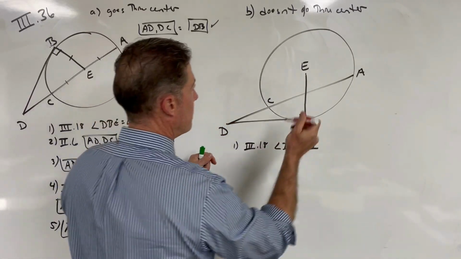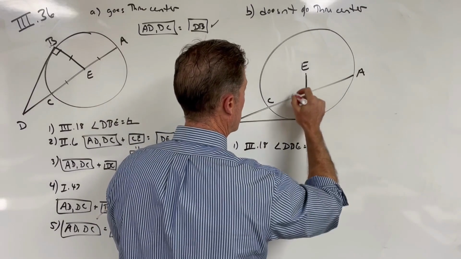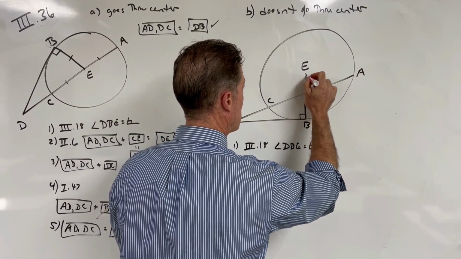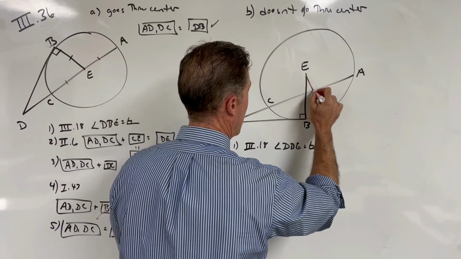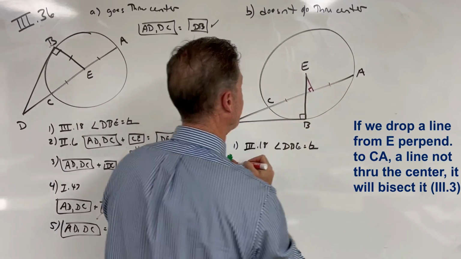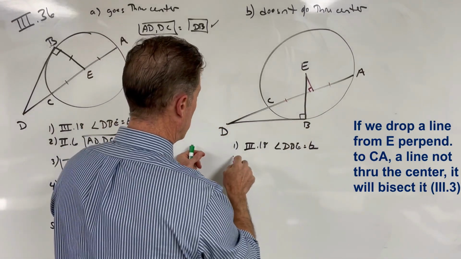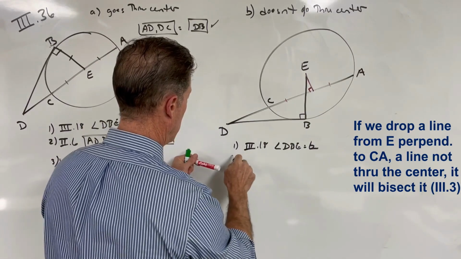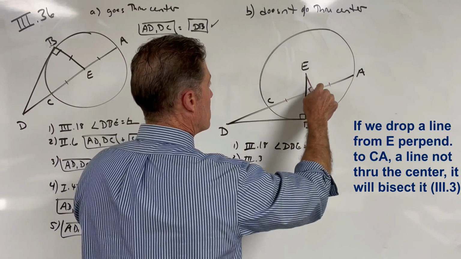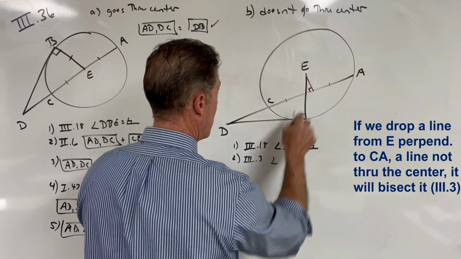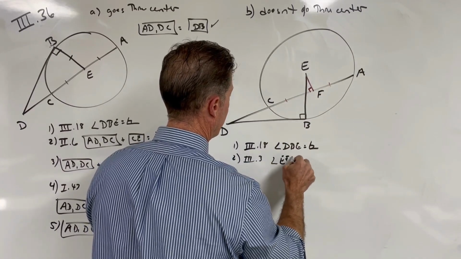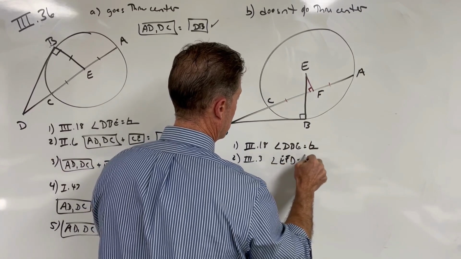Also from the center, we can draw a line to a line not through the center, and what will happen is it will contact that line at a right angle, and it will also bisect it. So that's according to Prop 3 of Book 3. So we have another right angle here. Let's call this F, angle EFD is also a right angle.